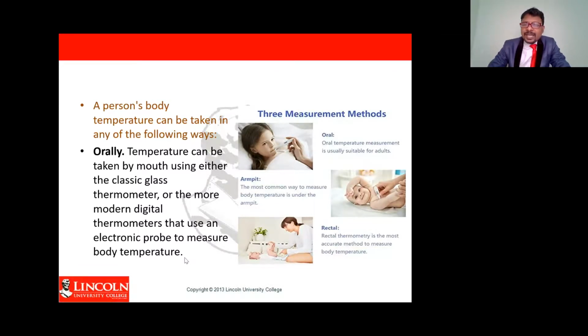Nowadays, with changes in technology, we are getting digital thermometers, which I am showing in the image. If you put this thermometer in orally, it gives the reading and shows the temperature on the display. This is mainly suitable for adults. The armpit method is for kids as well as for adults.